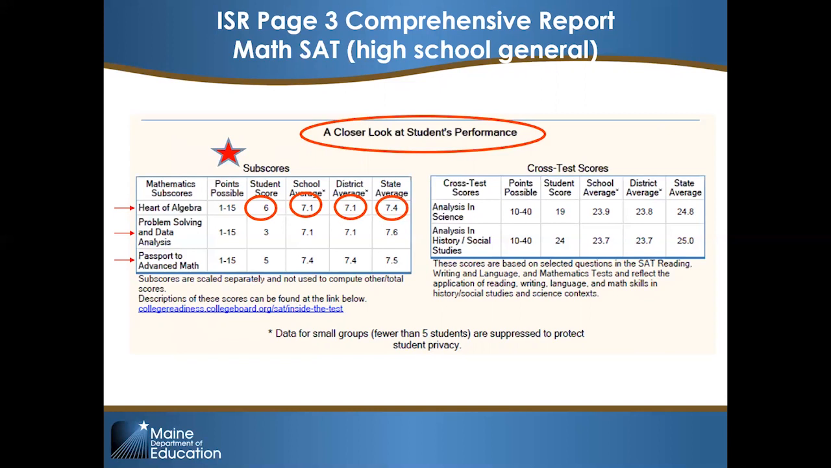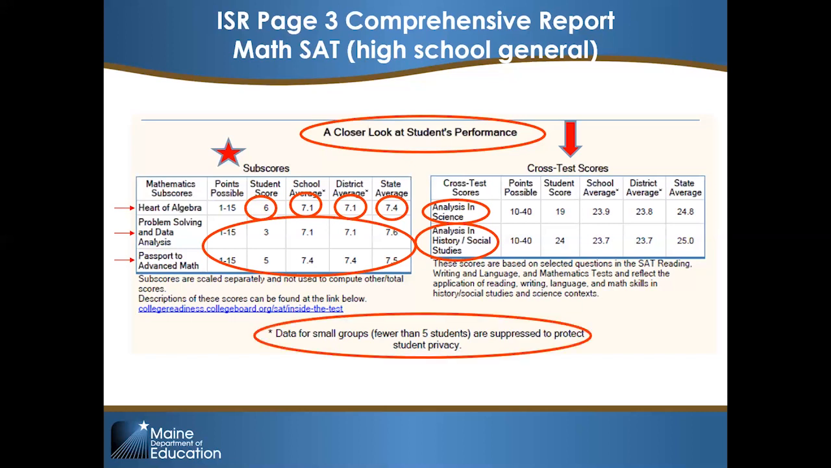The same applies in the next 2 rows of student, school, district, and state averages regarding assessment items that were about problem solving and data analysis and passport to advanced math. The SAT also provides cross-test scores. These scores are based on selected questions in the SAT reading, writing and language, and mathematics assessment, and reflect the application of these skills in analysis of science and history and social studies contexts.